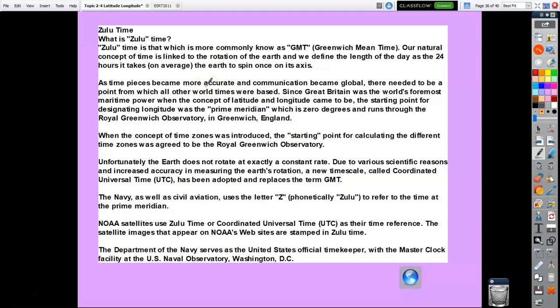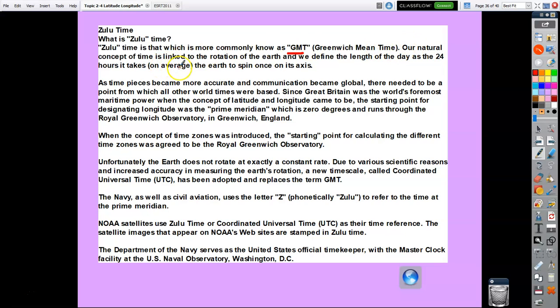Zulu. So this is military. Would use Zulu time. I just threw this in there as extra information. So Zulu is that which was most commonly known as GMT. So sometimes you'll see on a computer or a clock, it'll say GMT. GMT stands for Greenwich Mean Time.